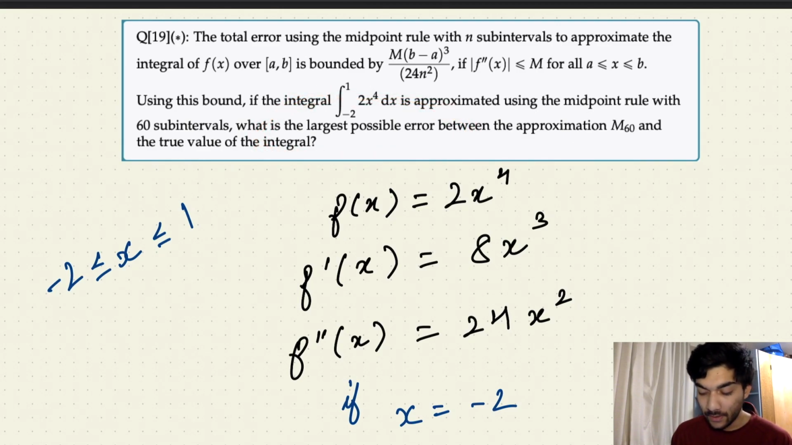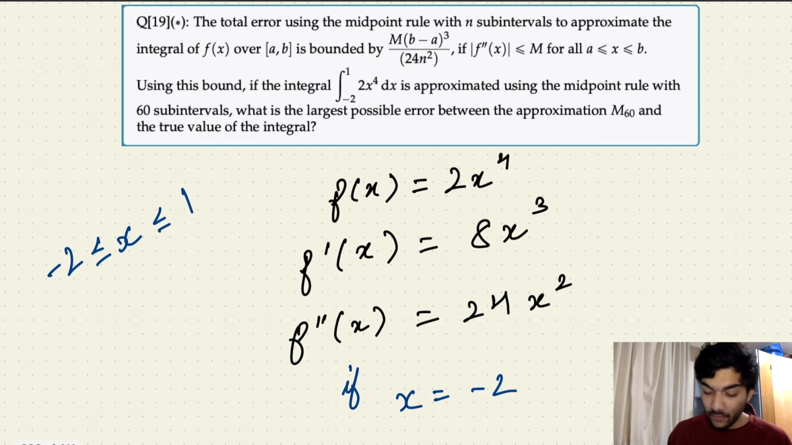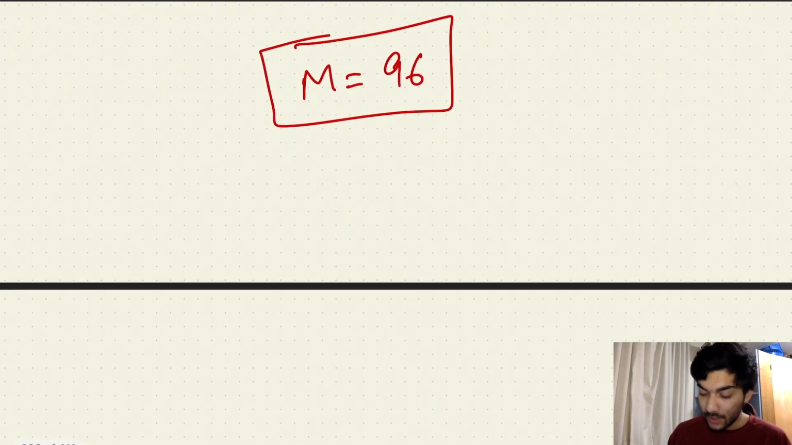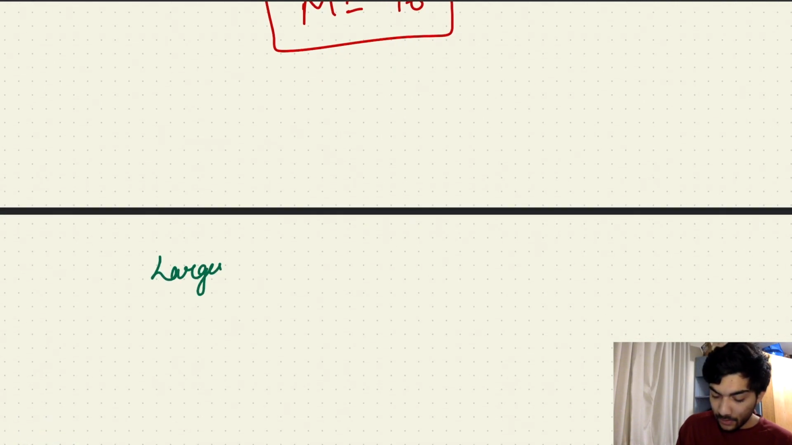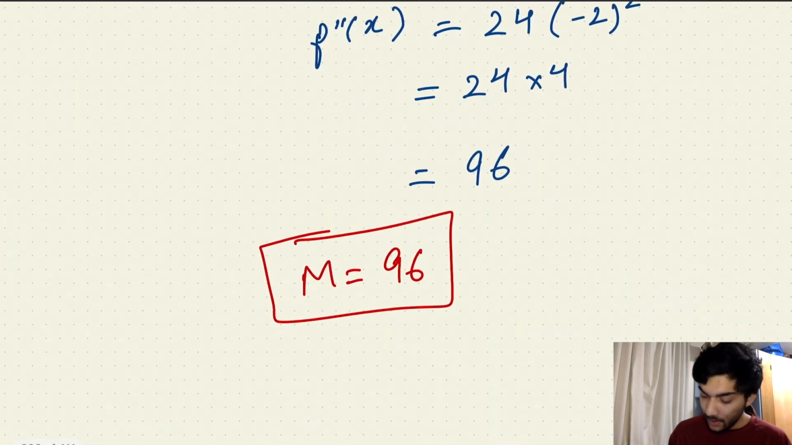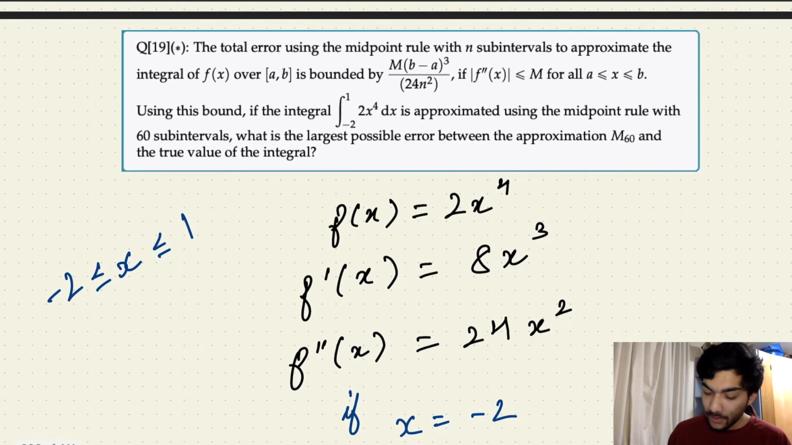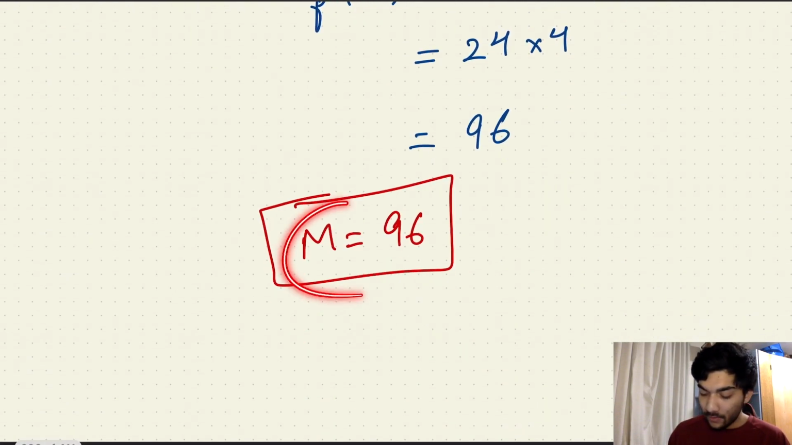Now that you have the value of M, it's very easy to calculate the largest possible error, right? Because you have the value of M, you have your values of b and a, and you also know that you're approximating using the midpoint rule with 60 subintervals. So the value of n is 60. The largest possible error is given by the formula M times (b minus a) to the power 3 upon 24n squared, and we know that the value of M is 96.